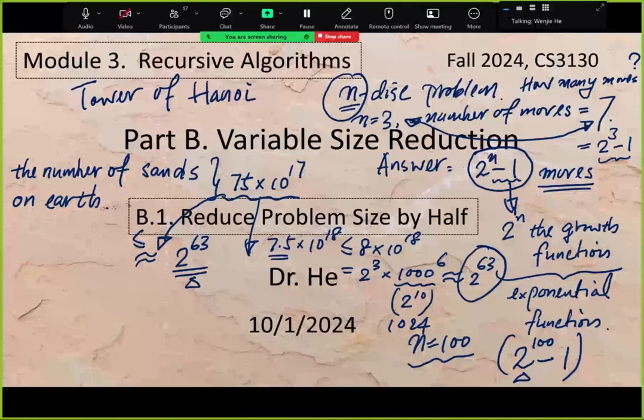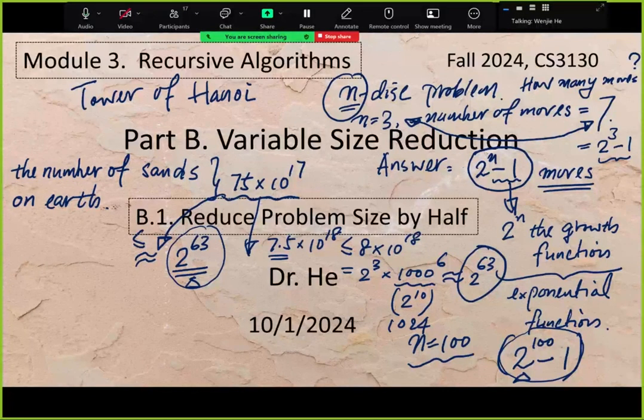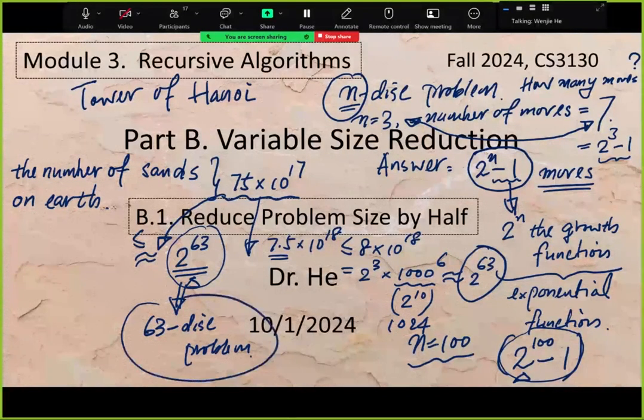You can see the number of sands on the Earth is much smaller than the number of moves for the Tower of Hanoi problem with 100 disks. The number of sands on Earth is close to the number of moves of the 33 disk problem, right? So you can see that number is much larger than the number of sands on Earth.